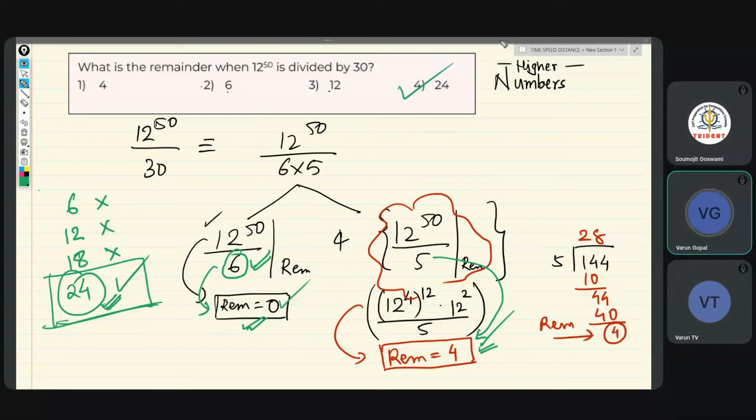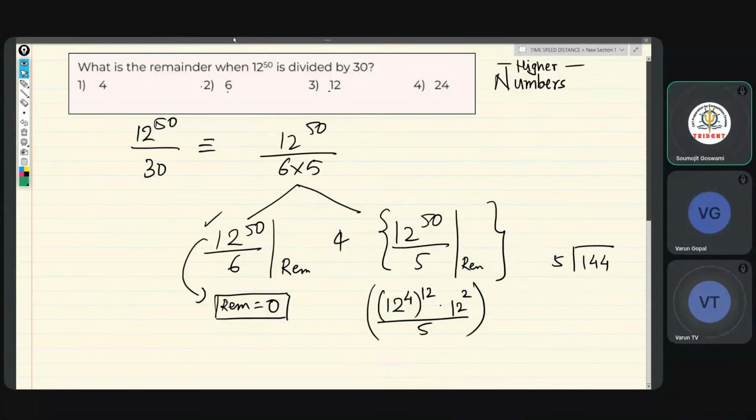Make sense? Even if it doesn't make sense, I don't mind, because you guys have not done Chinese remainder theorem thoroughly. You should have done it, honestly speaking, because I have done my part. If you guys are not doing practice, then all I can do is scold you. Nothing else.